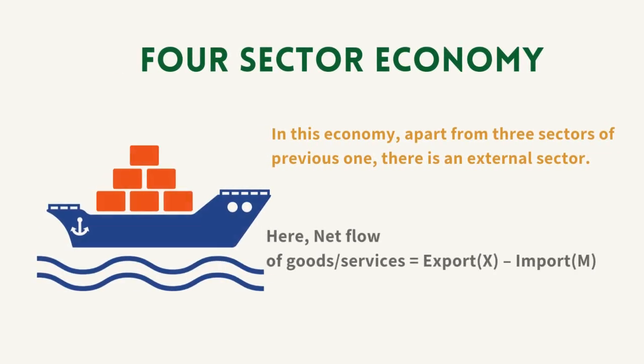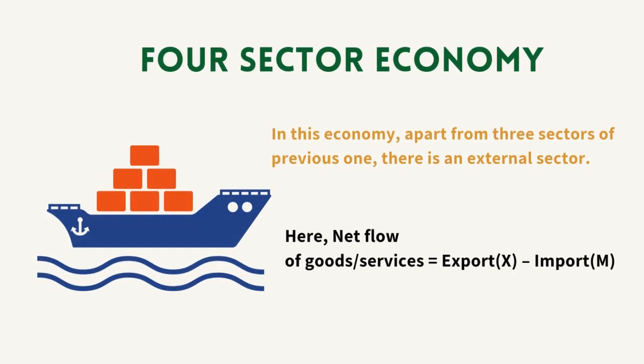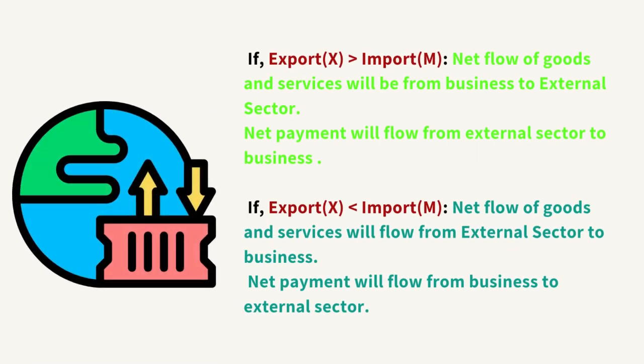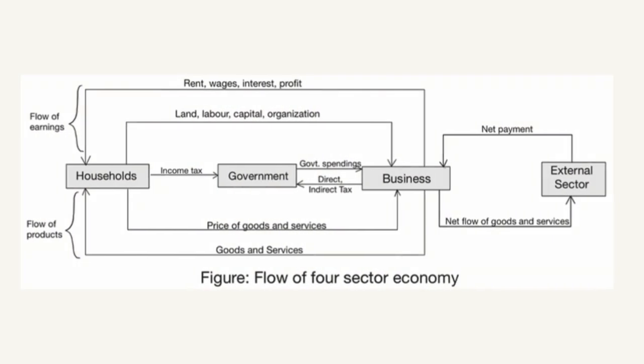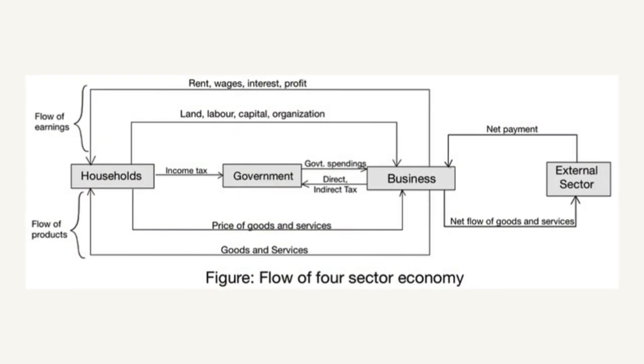Our next topic is four-sector economy. In this economy, apart from three sectors of the previous one, there is an external sector. Here, net flow of goods or services equals export minus import. There will be two cases. If export is greater than import, then net flow of goods and services will be from business to external sector, and net payment will flow from external sector to business. On the other hand, if export is less than import, net flow of goods and services will flow from external sector to business, and net payment will flow from business to external sector. If you look at the graph of a four-sector economy, you will understand it better for the presentation.